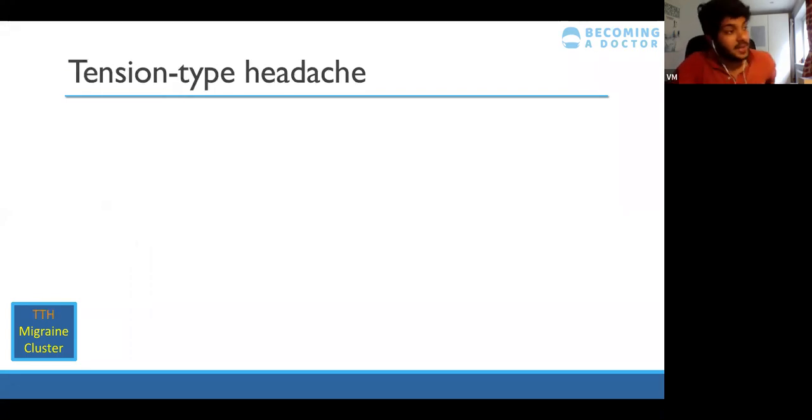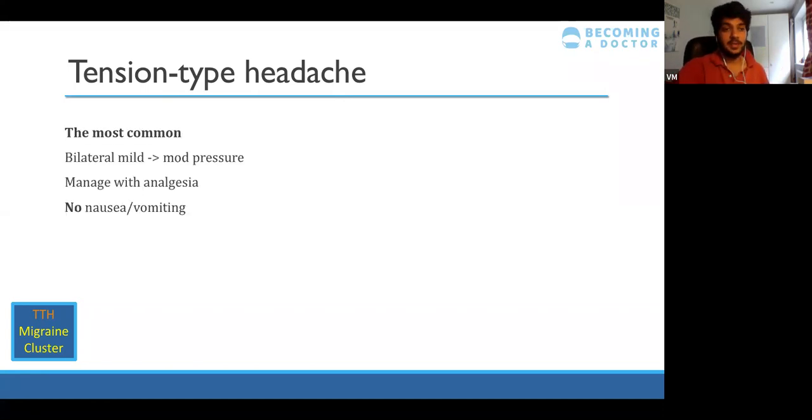So tension type headaches. Tension type headaches are unlikely to come up in MCQs. They're definitely unlikely to come up in OSCEs. It's the kind of really, really common headache that you've probably had during this session. It's just that classic headache that goes around like a band around your head. It's kind of this pressure you feel on your head, and most of the time you just manage it with paracetamol.